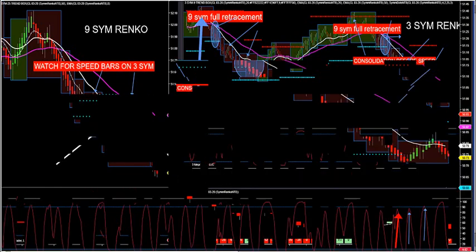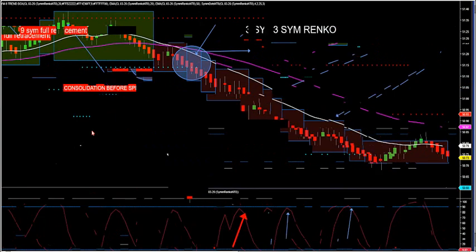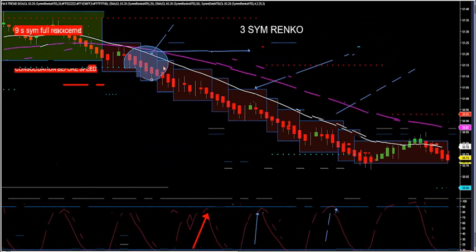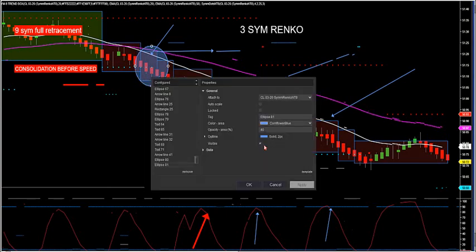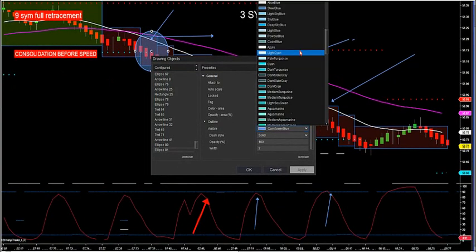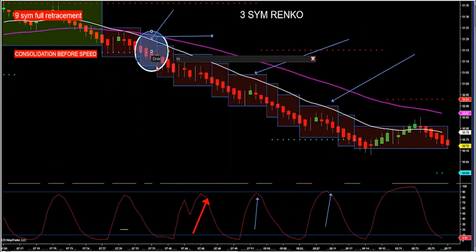We're catching this here, when the 9 sim is fully retraced, look for a big consolidation box. Here's your consolidation box. Right there, so you can catch it here before the big move at this level, right? We can catch it right there. Start watching for this. It happens every week on all these markets.